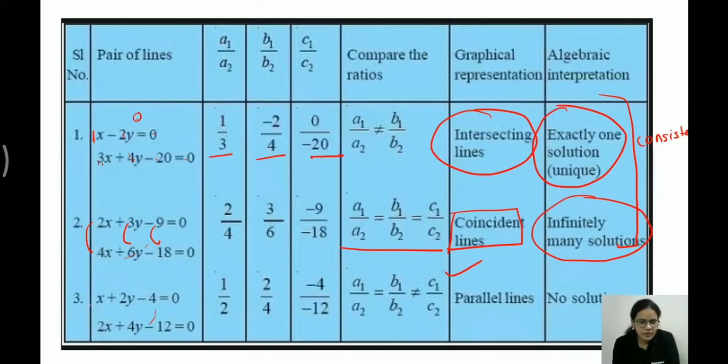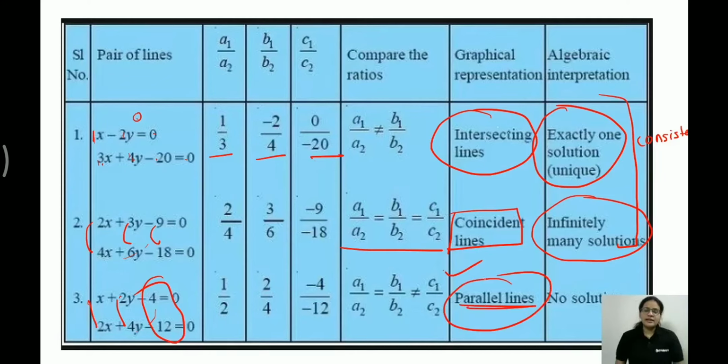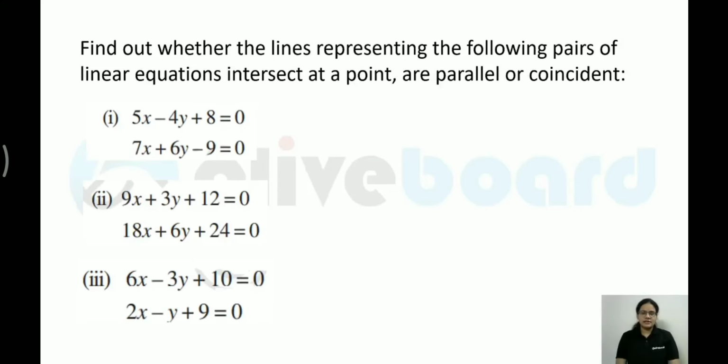Check it over here. 1 by 2 is equal to 1 by 2, but the third part is not equal. They would be parallel lines. So they will give you certain equations and ask when the lines are intersecting, when the lines are coincident. So you have to remember these conditions very carefully, because many questions based on this would be there in your exam. Let us solve a few questions based on that. You can just pause the video and figure out the answer on your own.